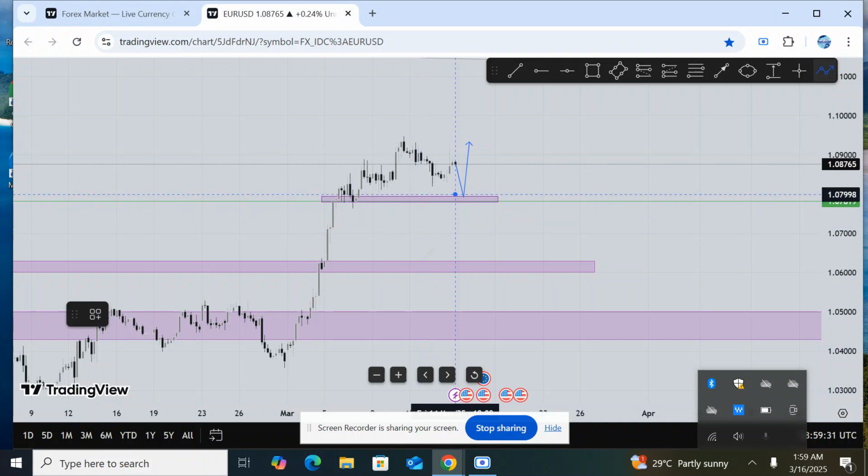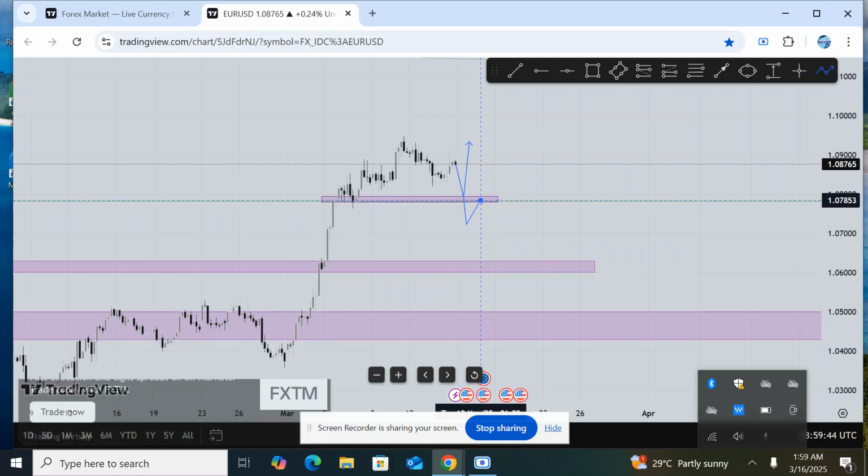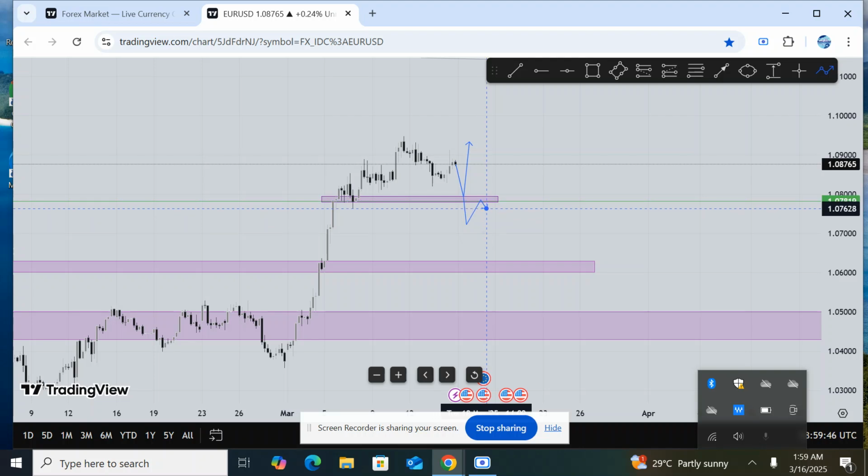For the sell side scenario on Euro USD, what we should be expecting is this: if the market decides to break below this right about here, we'll wait for the pullback to happen right about here. Then we are going to catch it on the pullback, the market thereby giving us a sell confirmation entry. Then we are going to catch it down to this level right about here.